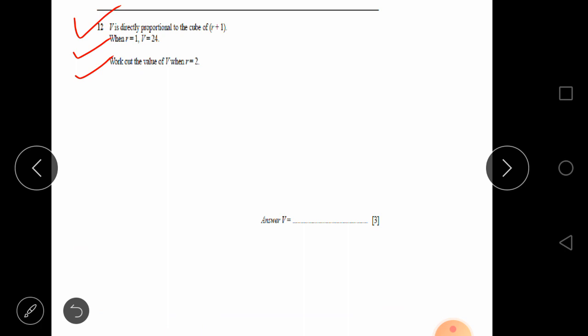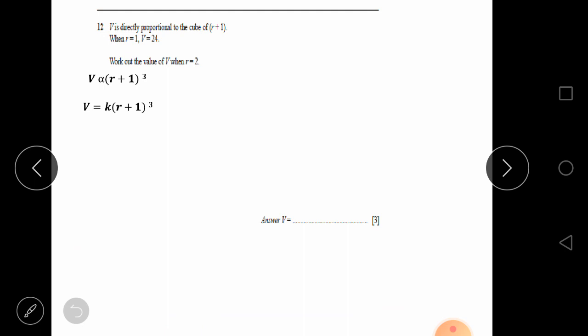From the first one, we write the formula, and from the second one, we find the value of k, and then we are able to find the v or the unknown letter. Let's see. First, v is directly proportional to r plus 1 raised to the power of 3. That means the cube of r plus 1. Then we can make it an equation with respect to the constant k. v equals k times r plus 1 raised to the power of 3.